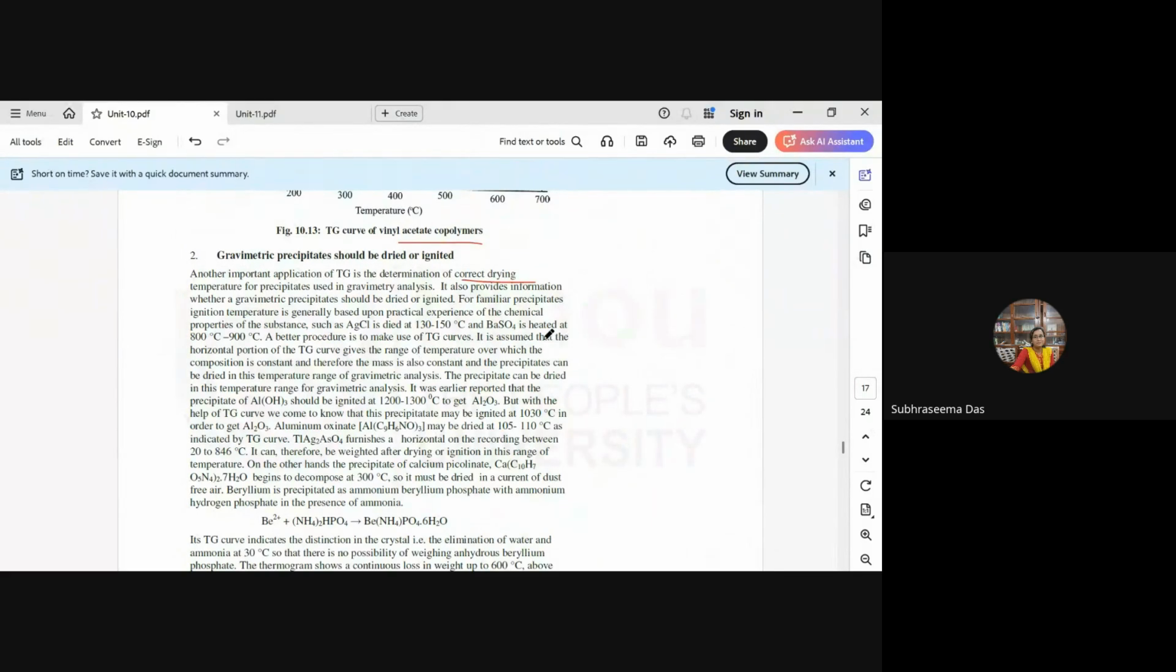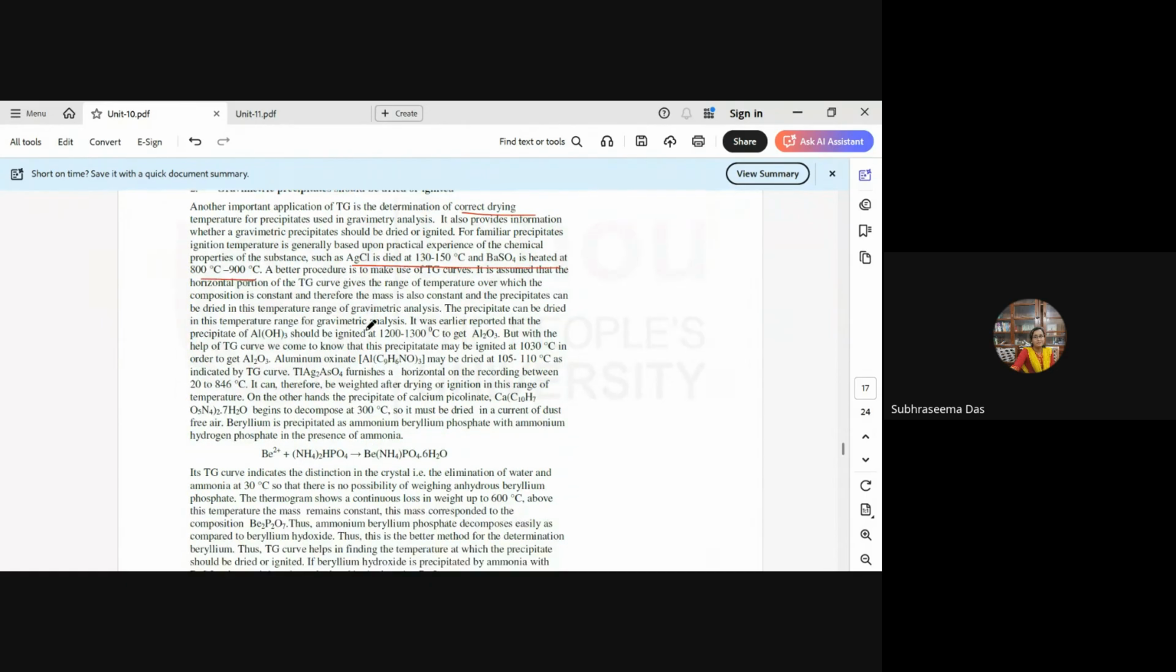Suppose silver chloride is dried at 130 to 150 degrees centigrade, and barium sulfate is heated to 800 to 900 degrees centigrade. Here we will make use of our TG curves. It is assumed that the horizontal portion of the TG curve gives the range of temperature over which the composition is constant, and therefore the mass is also constant. The precipitate can be dried in this temperature range for gravimetric analysis.